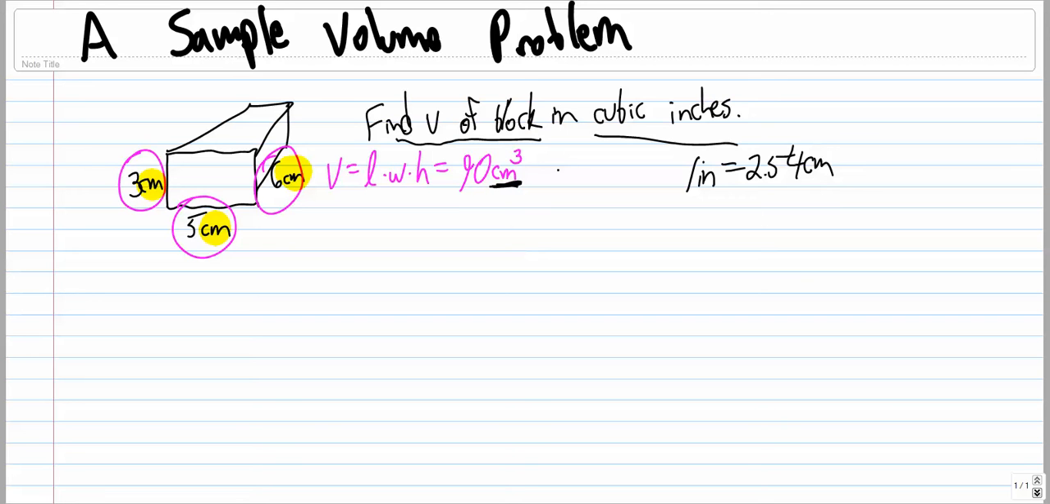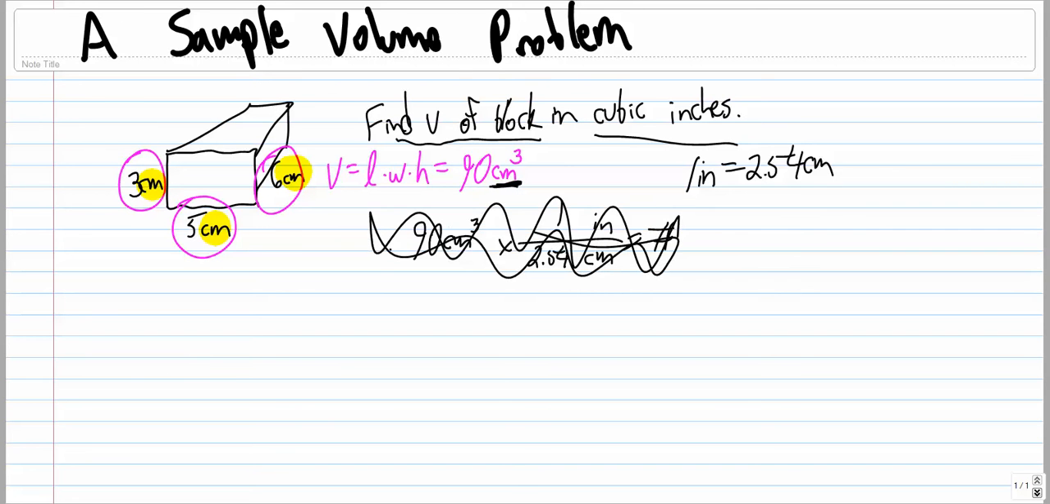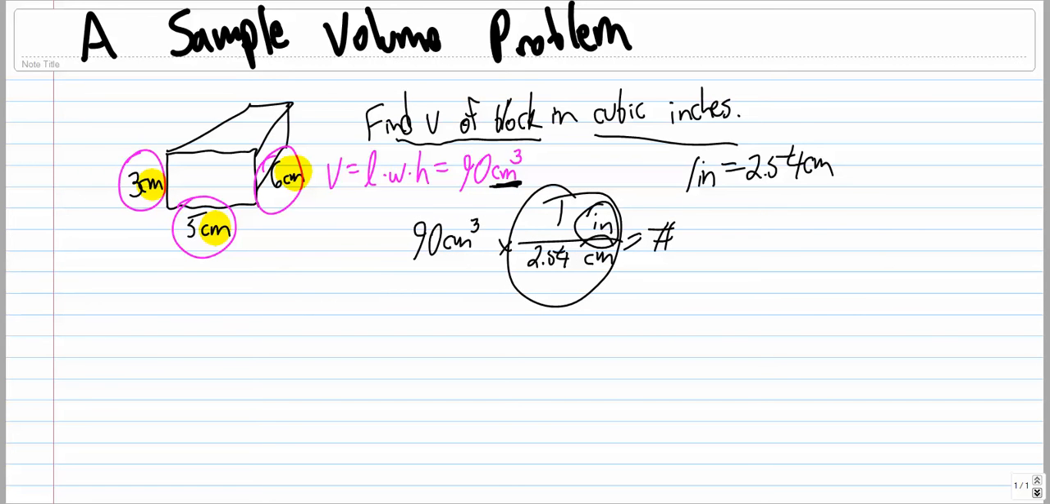Some kids will be like, oh, okay, I can do this. 90 cubic centimeters, and I want to get rid of centimeters, so they'll say 1 inch is 2.54 and do 90 divided by 2.54. They'll get their answer, some number, and they'll think that they're done. But they did it wrong. Why is this not right? It's not right because this conversion only converts inches to centimeters. You miss out on the cubic part.